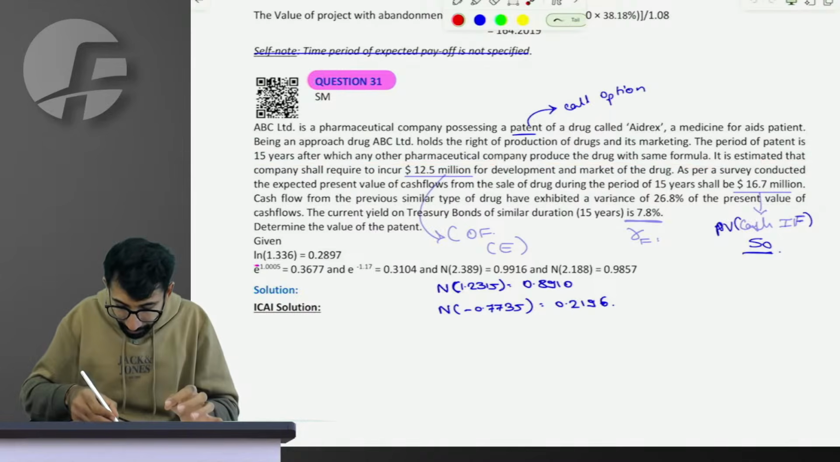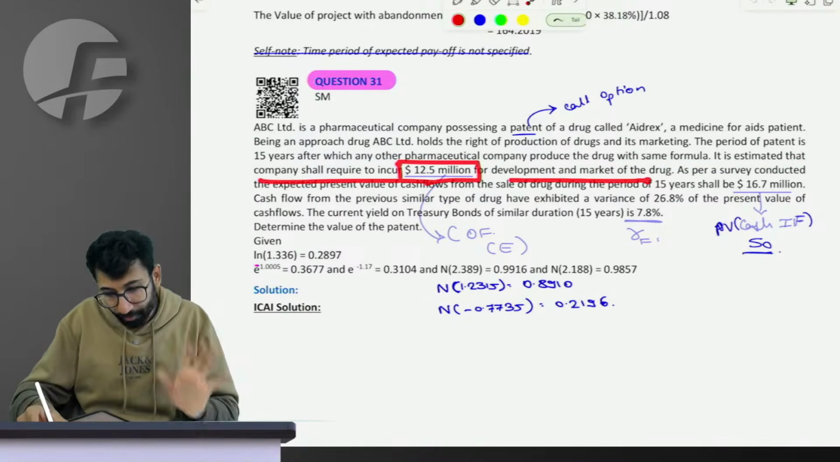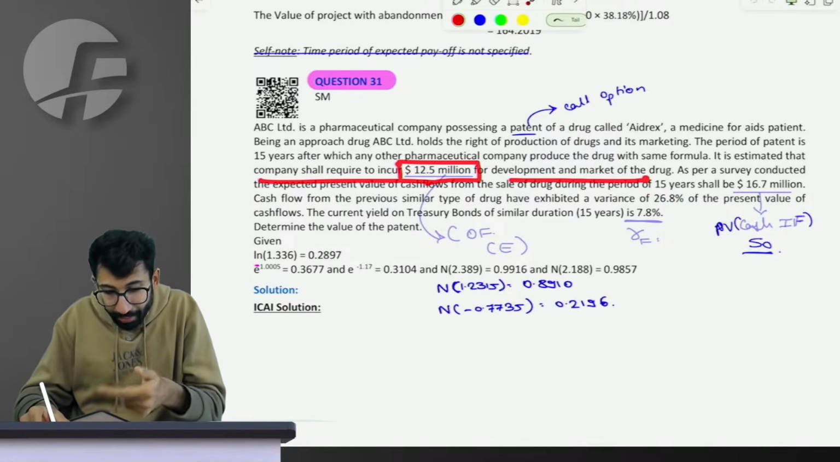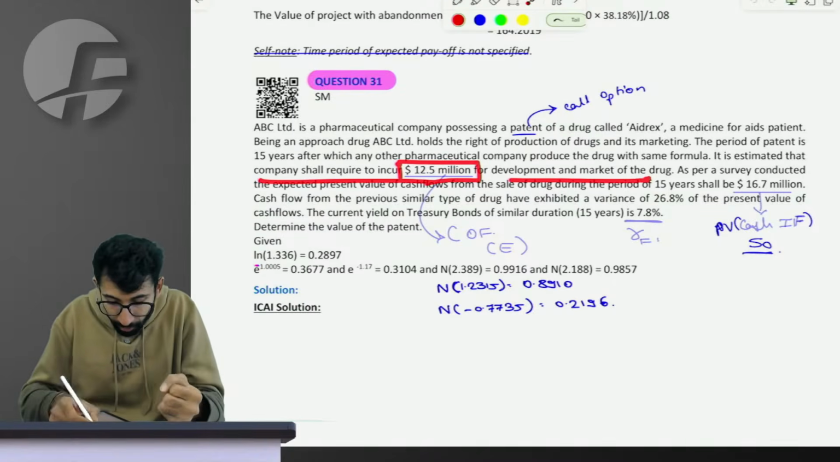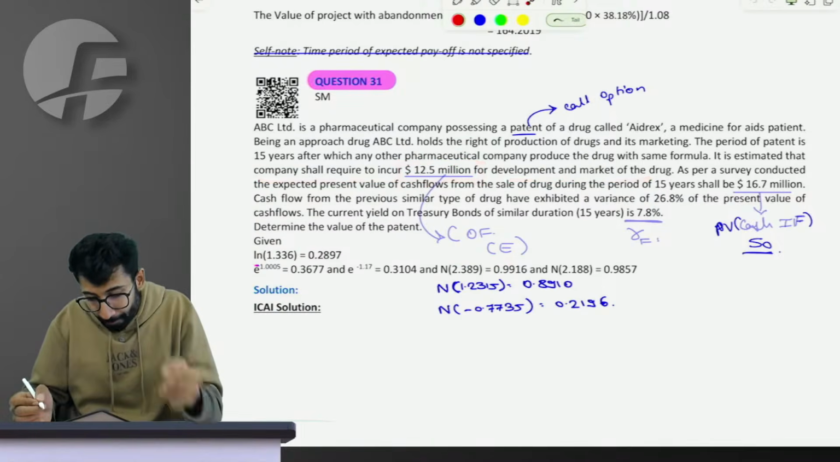It is estimated that the company shall require 12.5 million to develop and market the drug. Today, what is the cost at which I can buy this project, invest in this project, own this project? 12.5 million becomes my exercise price, right?